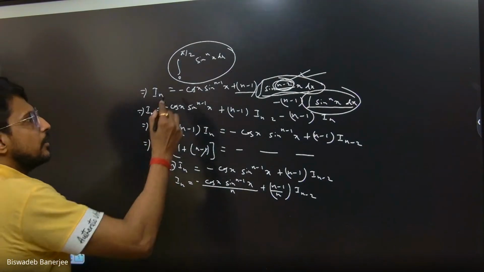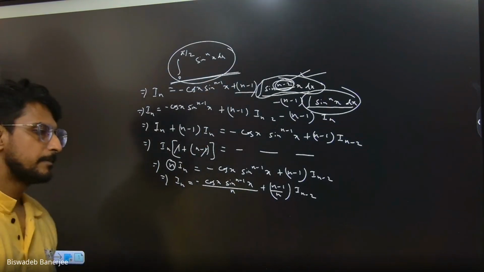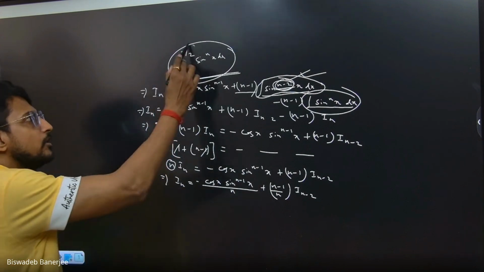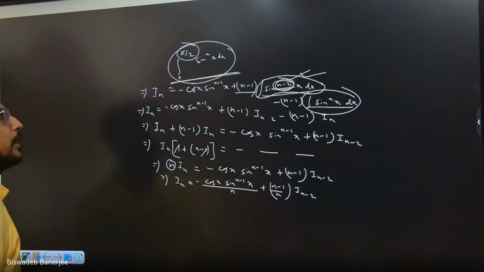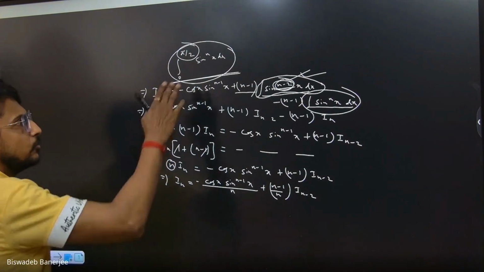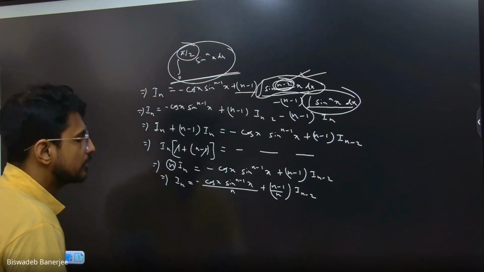So the second part, you need to find out the integration from 0 to pi by 2 of sine to the power n x. How can you find the integration from 0 to pi by 2? Pi by 2 is the most probable question for you. So, 0 to pi by 2 sine to the power n x dx. Now we shall find out this integration.